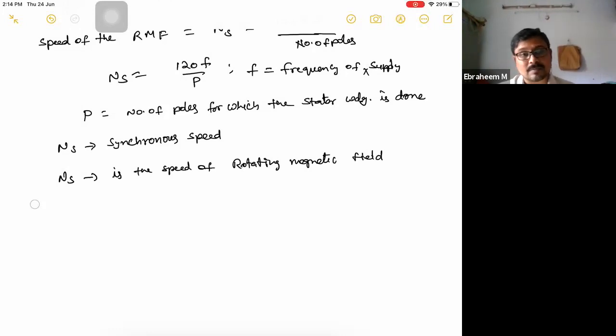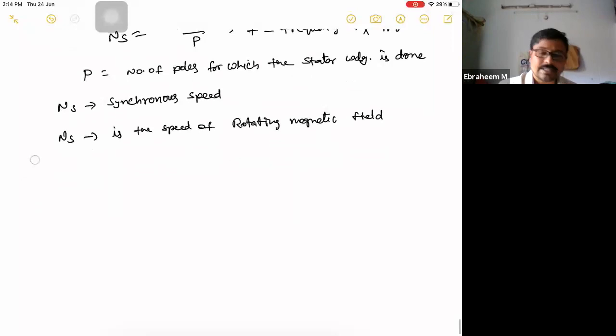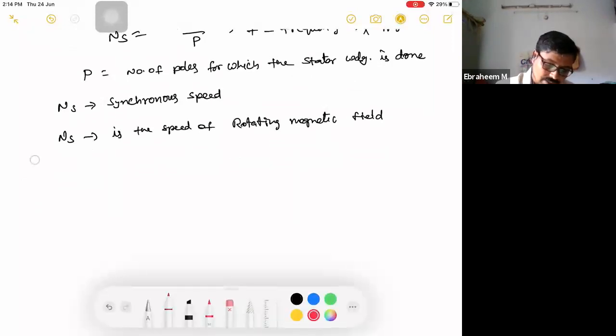Three fluxes are produced by three windings of the stator. Those three fluxes are phasors. The resultant phasor or resultant flux of these three rotates at a speed called synchronous speed, given by 120 f by p, and denoted by n suffix s. This is very, very important. Most importantly, it is the speed of the rotating magnetic field. It is not the speed of the motor.